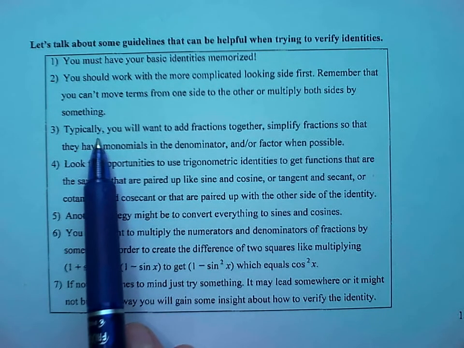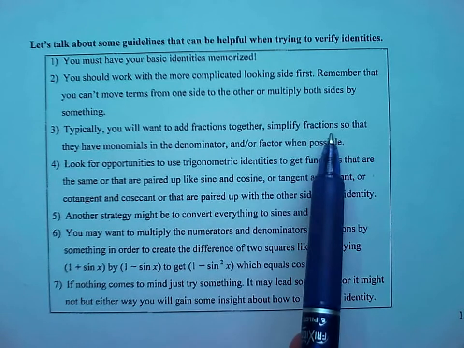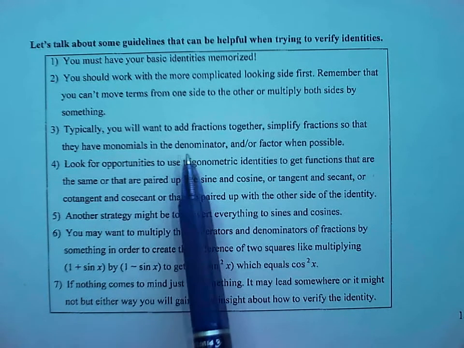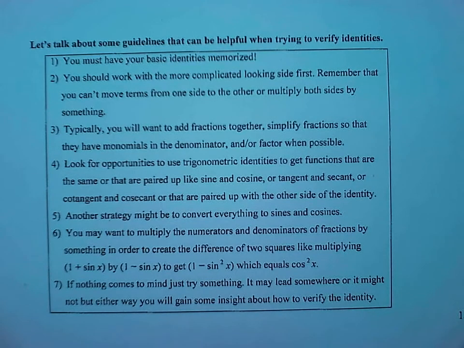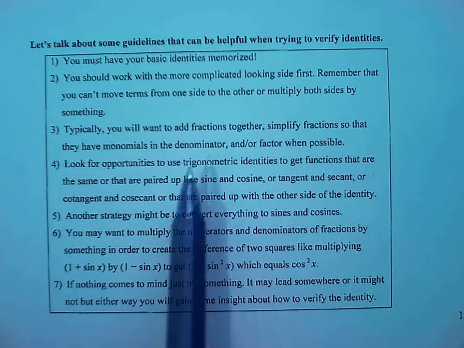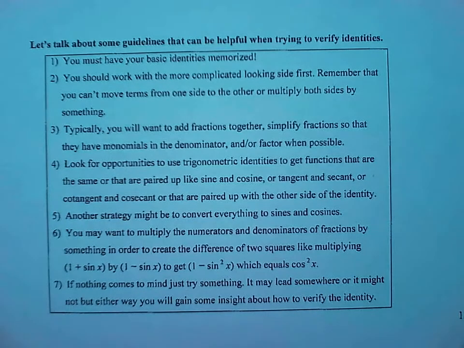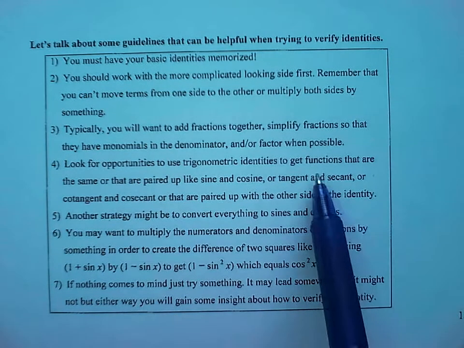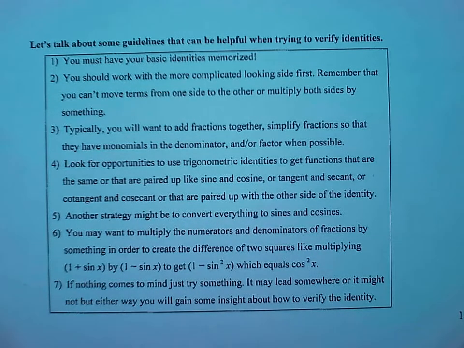For number 3, it says, typically you will want to add fractions together, simplify fractions so that they have monomials in the denominator, and or factor when possible. So whenever we're working on just one side of the equation, we can still manipulate stuff in these different ways. For number 4, it says, look for opportunities to use trigonometric identities to get functions that are the same or that are paired up, like sine and cosine, or tangent and secant, or cotangent and cosecant, or that are paired up with the other side of the identity. So basically this is saying, see if you can use some of these trig identities that we had before, especially the Pythagorean identities that we had above in the box.